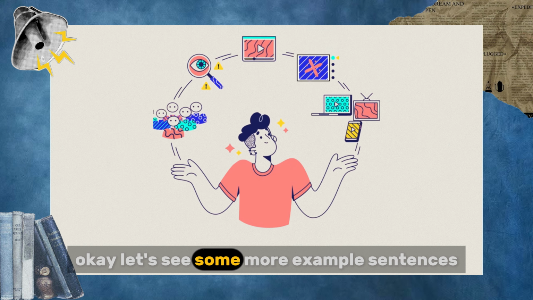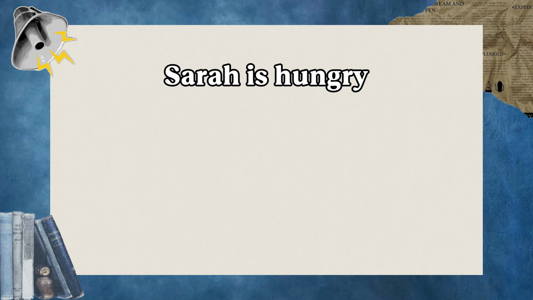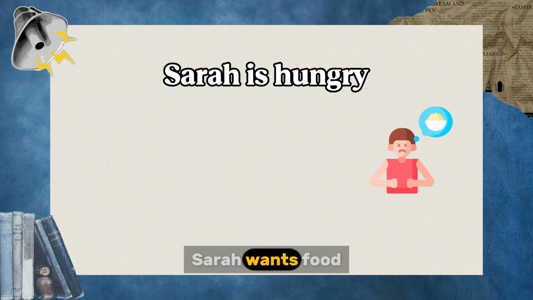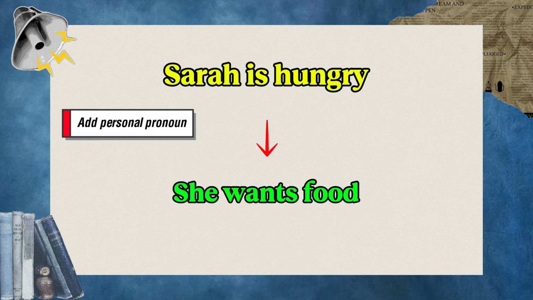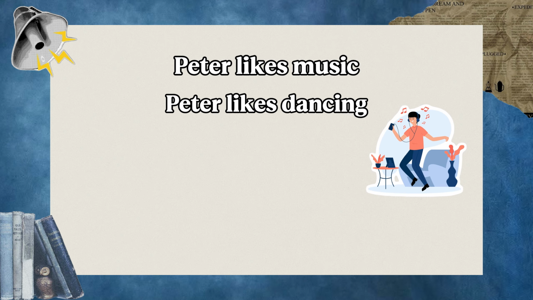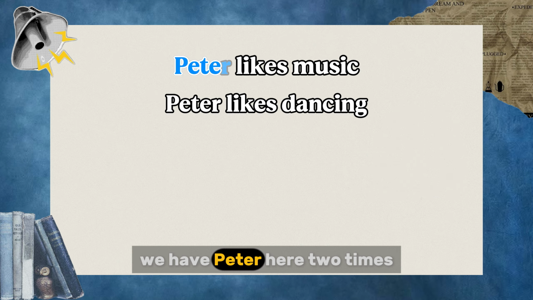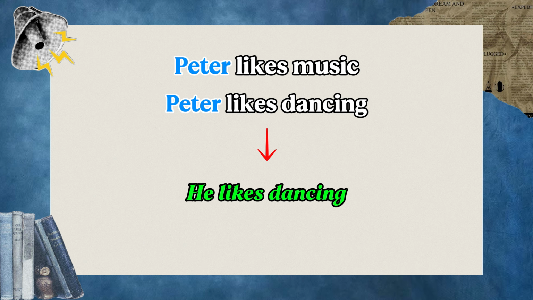Okay, let's see some more example sentences. First, we will start with Sarah is hungry. Sarah wants food. This doesn't sound so great. So let's add our personal pronoun to make it sound natural. Sarah is hungry. She wants food. Next, Peter likes music. Peter likes dancing. We have Peter here 2 times. Let's make it better. He likes dancing, and our personal pronoun is he.